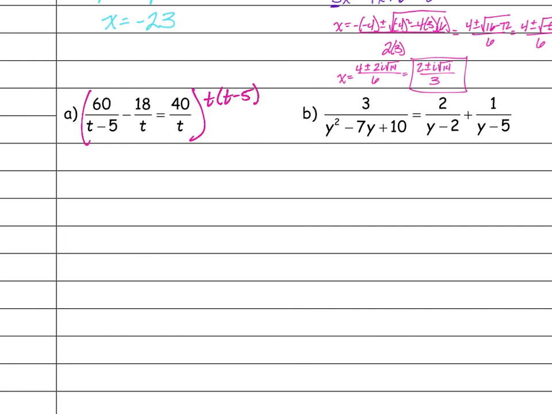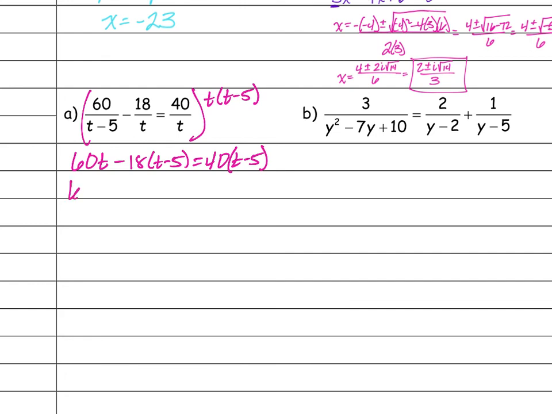So for the first one, I can get rid of the t minus 5 and just multiply by t. Minus 18 times (t minus 5), because the t's go away, equals 40 times (t minus 5), because the t's go away. Oh, I need a parenthesis, sorry. So sometimes you can skip that first step where I write it out with the denominators in there, if I can see what goes away easily. And sometimes I like doing that because it's nicer.